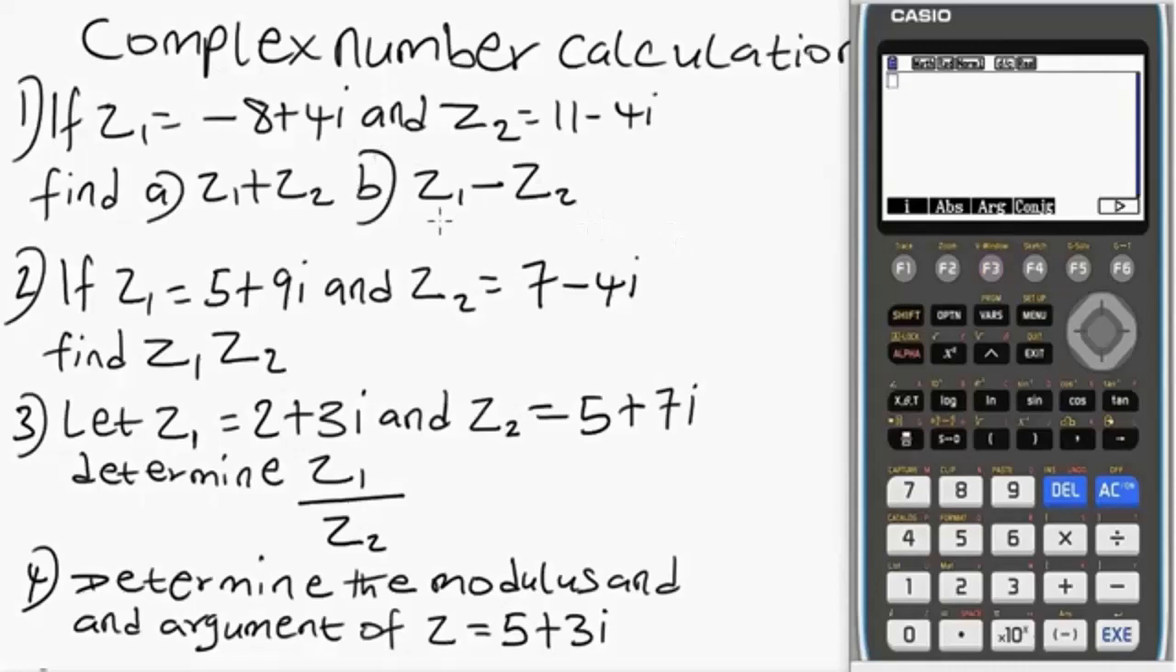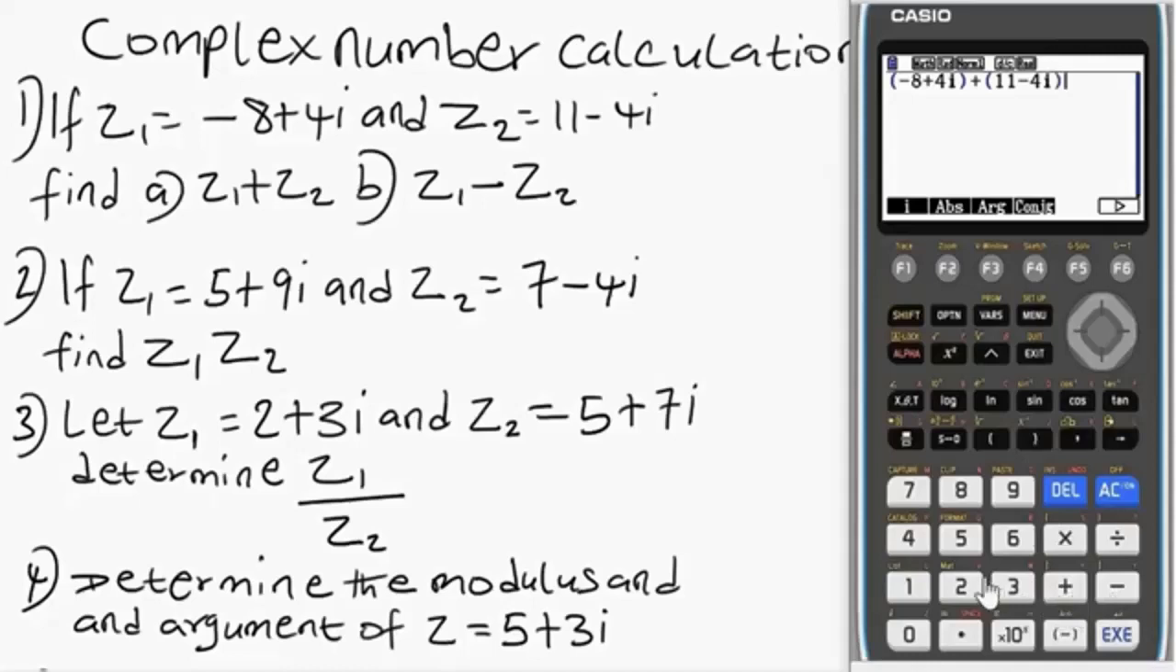Alright, so let's begin with question 1. It says if z1 equals this value and z2 equals this value, find a) z1 plus z2, b) z1 minus z2. So this is addition and subtraction of complex numbers. Let's begin with addition. Now always start with brackets, guys, very important. So we have minus 8 plus 4i. Close the brackets. Make sure that you are putting them in brackets, guys, very important. Okay, so we have 11 minus 4i. That's all. Close the brackets.